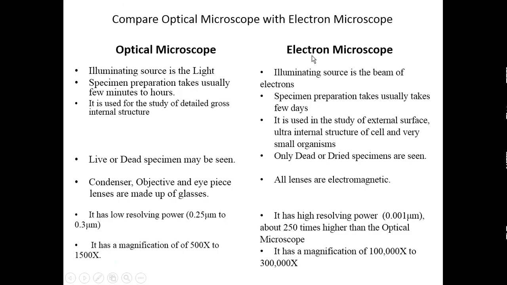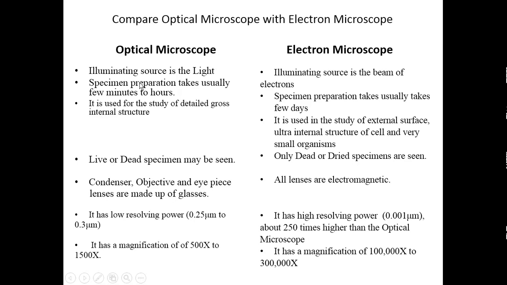Now, compare the optical microscope with the electron microscope. This is an important question. Usually, for 5 marks, a question may be asked like this: compare the optical microscope with the electron microscope, or how the optical microscope differs from the electron microscope. First, the illuminating source is light in the case of the optical microscope. The illumination source is a beam of electrons in the case of the electron microscope, isn't it?